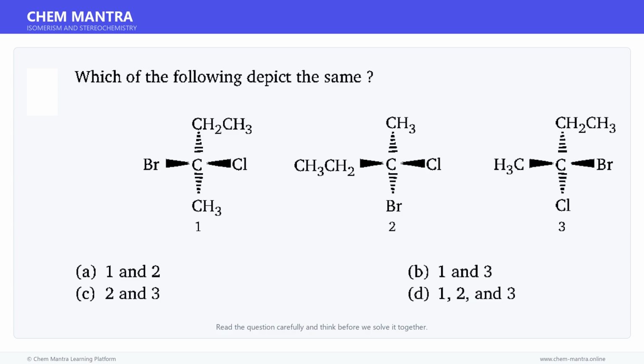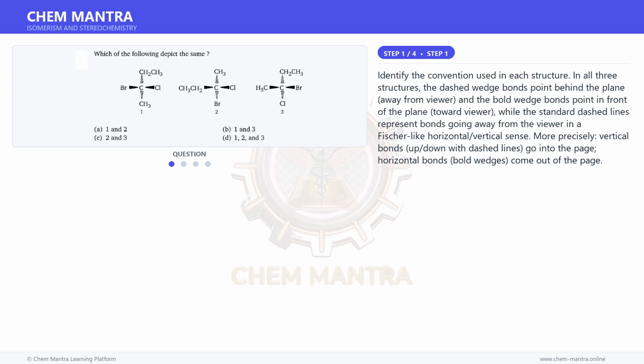Here is a question. Read it carefully and think about the answer. Let us solve it step by step. Let us begin solving this step by step. Identify the convention used in each structure.